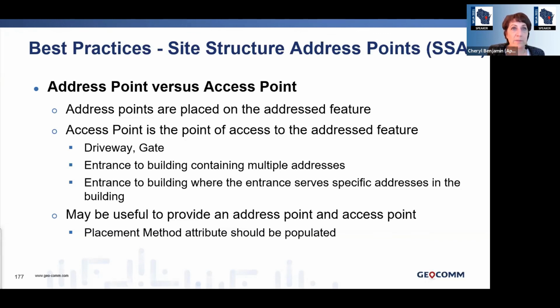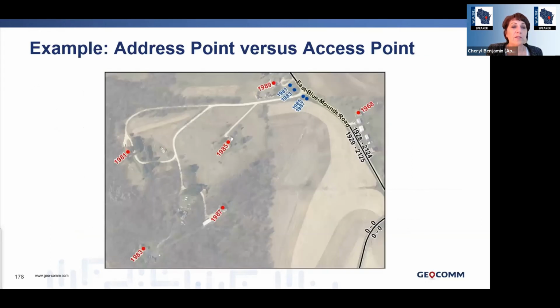Here's an example where we have 4 properties that are being addressed off of the East Blue Mounds Road, and they share the same driveway. Now, most are far from the road and they're probably not easily visible. And in fact, in the lower left, you see address 1983 sits even further behind another house, and it's definitely obscured by a lot of vegetation. So if you only had address points in your data set, the responder would really have a hard time knowing exactly how to get to it.